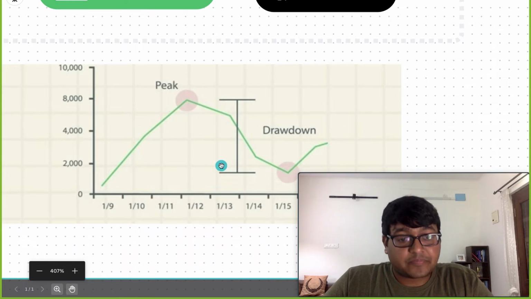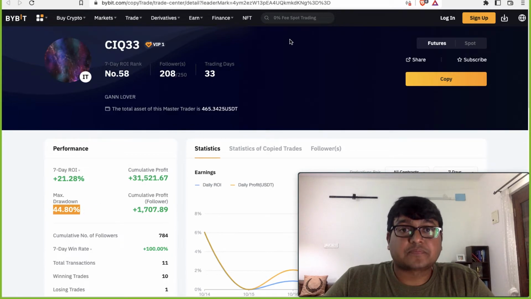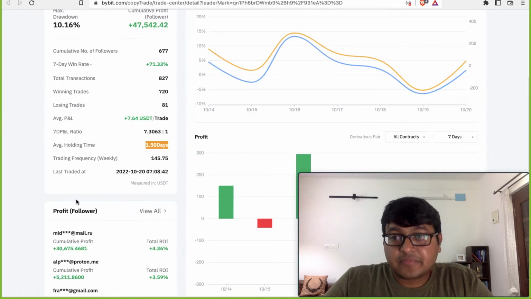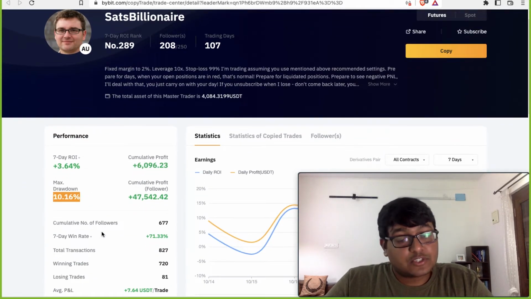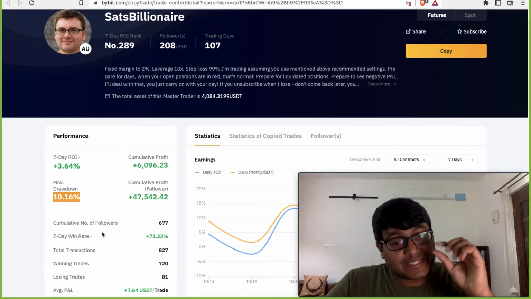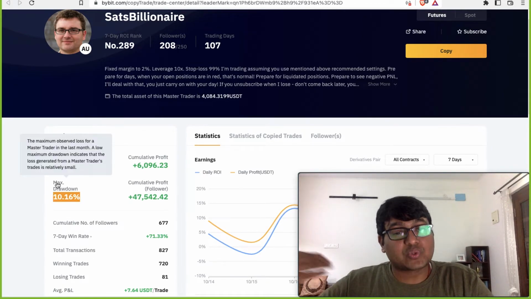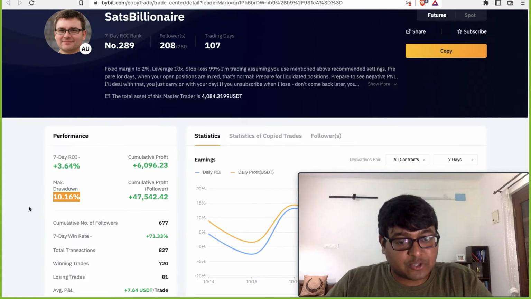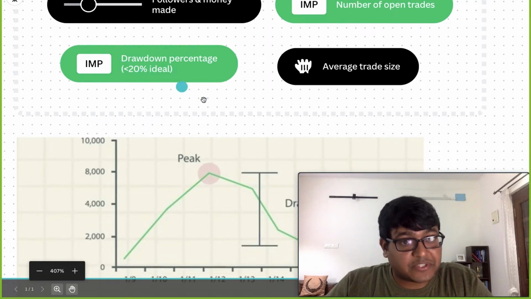This is important because the higher the percentage, the riskier that trade was. If you look at this, the maximum drawdown was about 44.8%. For the other trader, this particular number was 10.16%. So somebody with a lower drawdown percentage is typically better because that means they are not being too risky. They know where to stop. So the ideal would be less than 20%.